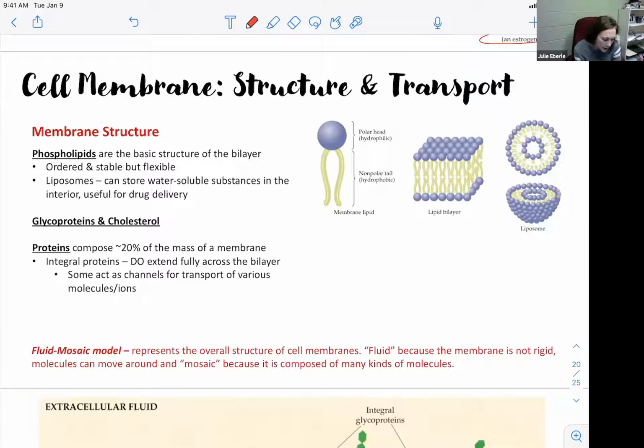They are composed of phospholipids. These are the basic structure of the bilayer. They are ordered and stable, but they're also flexible. That sounds a little bit contradictory. There is order to our cell membrane. You can see the order in the structure right here. But things can move through it. They can allow molecules in and out.